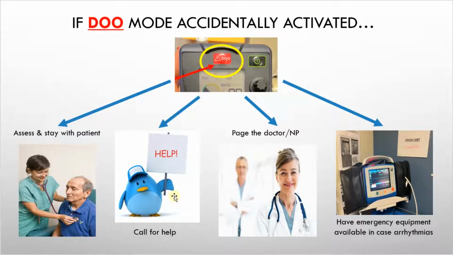Next, you're going to call for help. Either you're going to press the call bell or you're going to ask one of your colleagues to come and give you assistance. Or have them, which leads to number 3, page the physician or page the NP to let them know that the DOO mode was accidentally activated, either by the patient or by yourself or whatever it is. And number 4, always have an emergency equipment on the bedside, because just in case that the patient goes into arrhythmias, you will have a defibrillator at hand to intervene should that be the case.